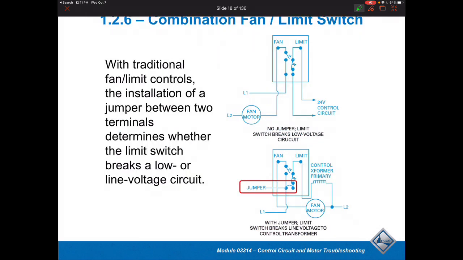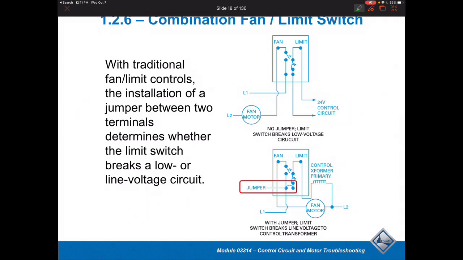This one here identifies a combination fan and limit control. One of the things you have to take a look at is what's gone on in our industry: we've primarily gone to timing of fan controls. But there are some equipment that is still used today that use a combination fan and limit control, and they may be using that to provide some sort of a function electrically.